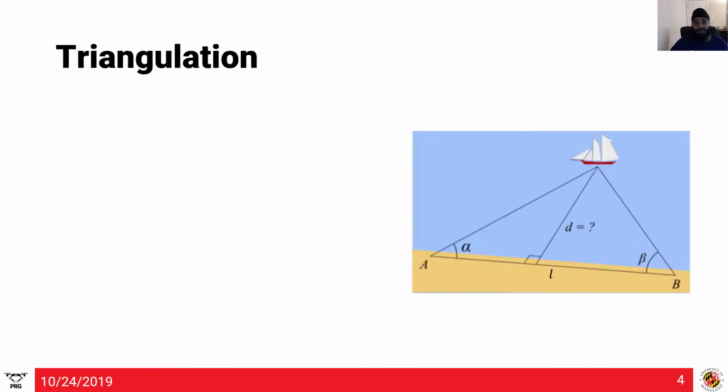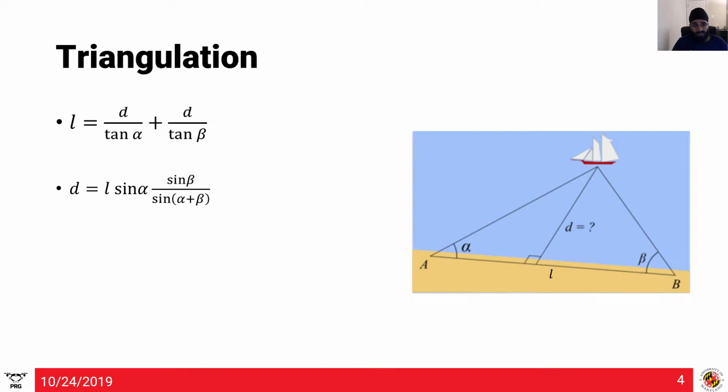You must have heard of triangulation. It's used in GPS localization, and has been used for a long time. It says that if you have, let's say, A and B as 2 cameras, and L is the length between these 2, I can estimate D if both A and B are seeing the same common point, which is the ship in this case. By traditional geometry, you can say that L equals D by tan alpha plus D by tan beta, and then you can compute D equals L times sine alpha times sine beta by sine of alpha plus beta.